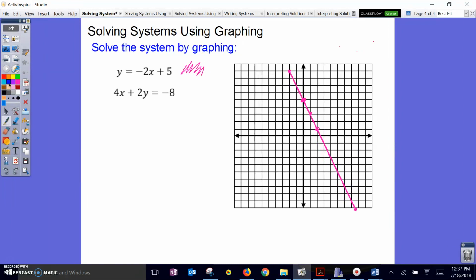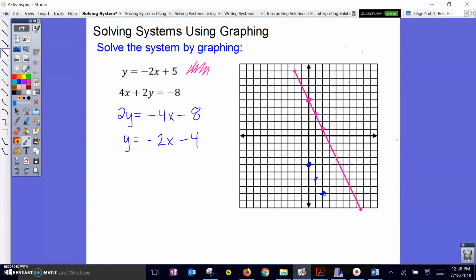And then the other equation I need to turn into slope-intercept form in order to graph it. So I'm going to subtract 4x from both sides. And I'm going to divide both sides by 2. And then I'm going to plot the y-intercept at negative 4. And use the slope, go down 2 and over 1, down 2 and over 1. And draw the line through those points.